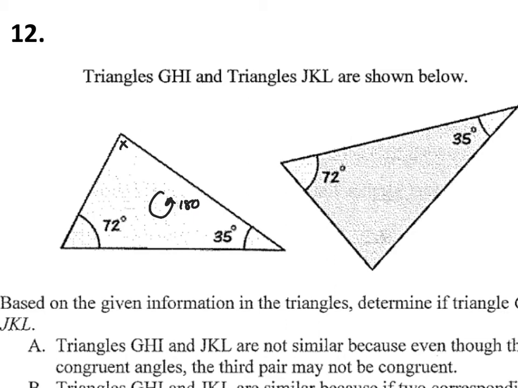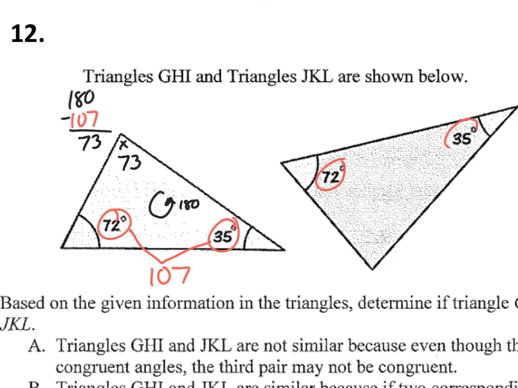So if I take my 72 and I take the 35, 72 plus 35 gives me 107. So to find out that other angle, I'm going to do 180 minus that 107. And I get 73 degrees. So I know that this right here is 73 degrees. Taking a look at this other one, I have 72 and 35 again. I have both of the same angle, which means that they would add up to 107. And that means 180 minus 107 would again be 73.